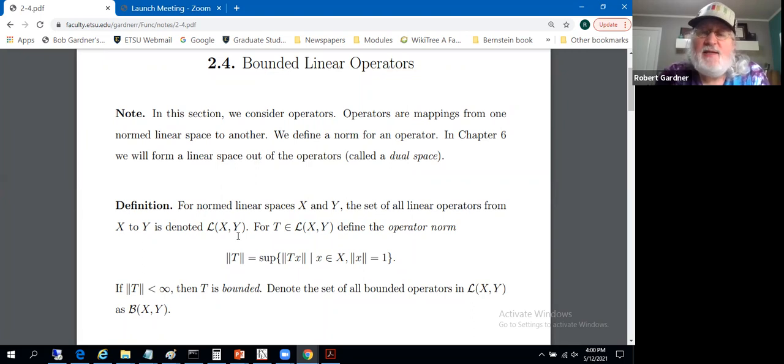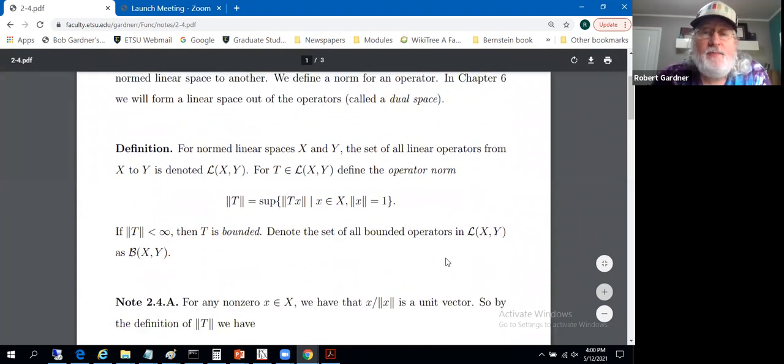We've defined the idea of linear before. With linear spaces, it makes sense to take linear combinations in X and in Y. They're actually just vector spaces. That's all a linear space is. So to have a mapping from X to Y, which is linear, is also well defined. And for T, a linear operator from X to Y, define the operator norm.